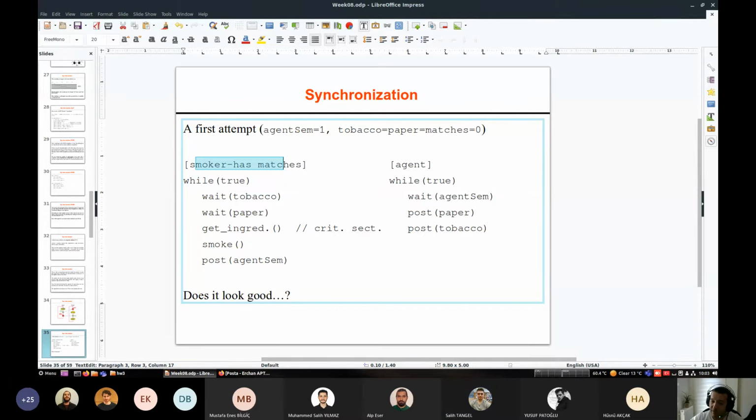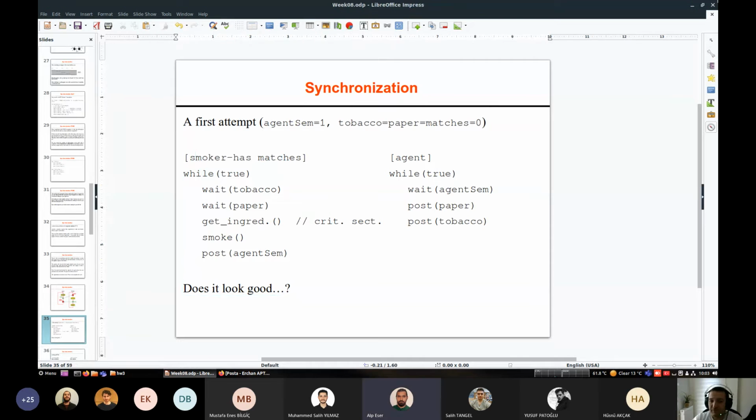So would this work? If we had 3 processes like this, of course with different supplies. One will be waiting for tobacco and paper, the other one will be waiting for paper and matches, and the other one will be waiting for matches and tobacco. And we have one agent. Would that work? Synchronization-wise? Or do you see a problem? It seems fine.